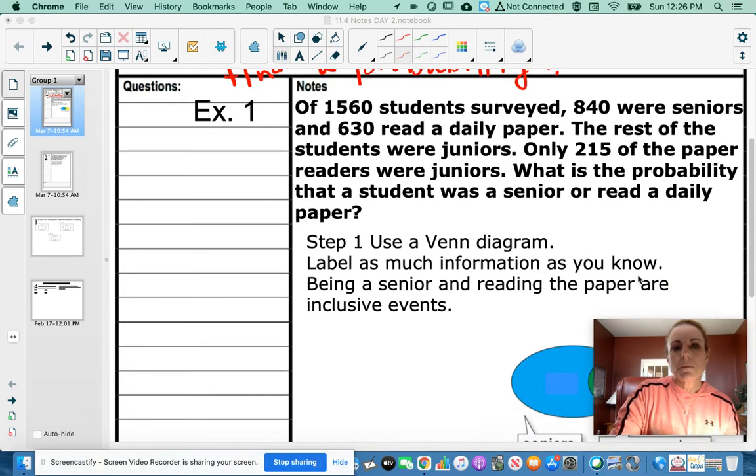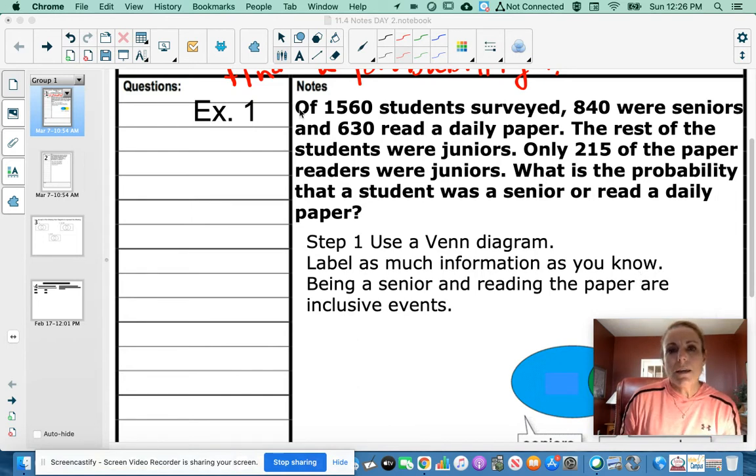Example 1. Of 1,560 students surveyed, 840 were seniors and 630 read a daily paper. The rest of the students were juniors. Only 215 of the paper readers were juniors. What is the probability that a student was a senior or read a daily paper?